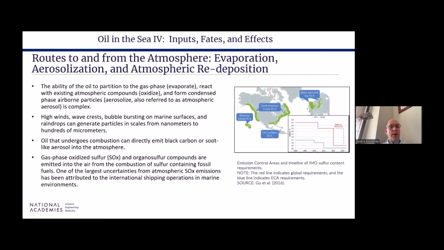ocean. The processes on the ocean side that give rise to the release of oil into the atmosphere mostly have to do with the bubble and bubble breaking at the surface, as well as droplet breaking due to breaking waves or to surface roughness on the ocean, as well as combustion of oil. If you are burning an oil as part of the response strategy, that can emit black carbon and soot into the atmosphere. Next slide.